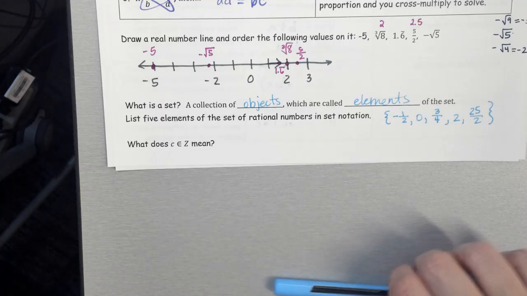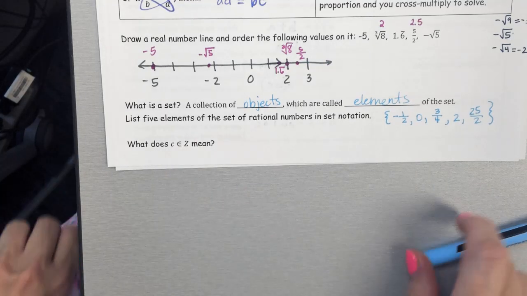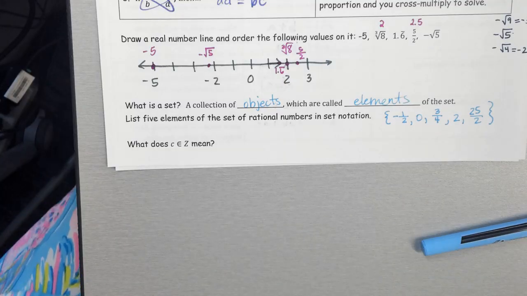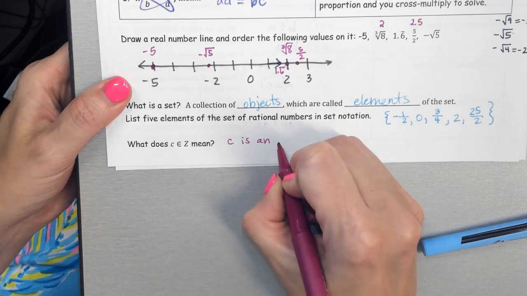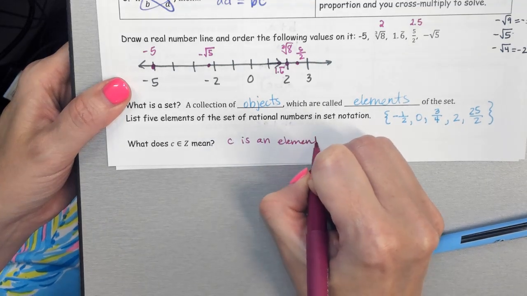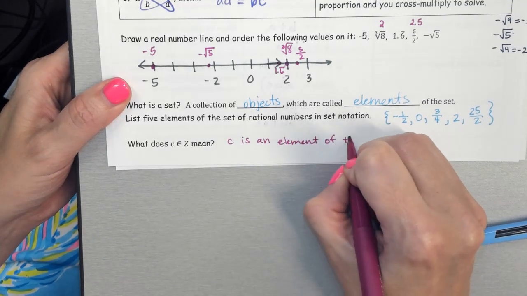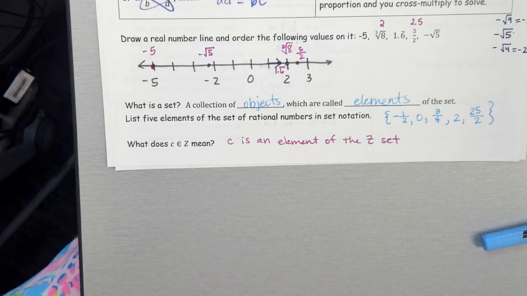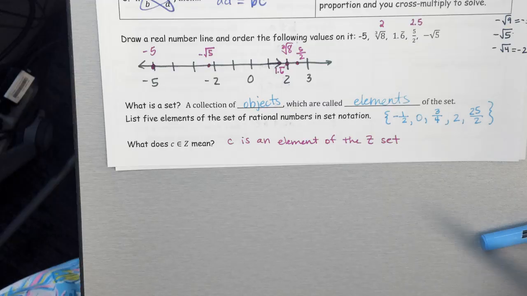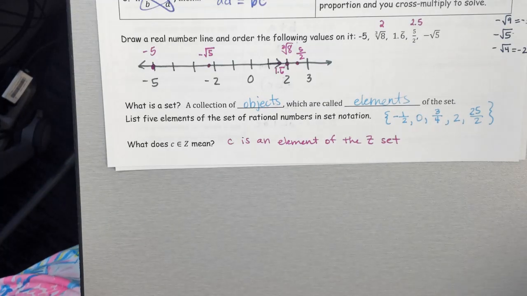All right, so what does c ∈ Z mean? This means that c is an element of the Z set, whatever that is. A lot of times they're defined like Z would equal something. We'd have a bunch of elements in there.